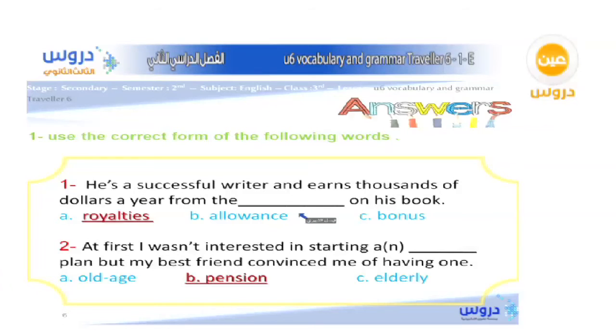All right. The right answer for number one is realities. If you can remember the previous slide, we were talking about a writer who gets money as royalties after stopping writing for a long time. So A is the right answer, and pension is also the right answer for 2.